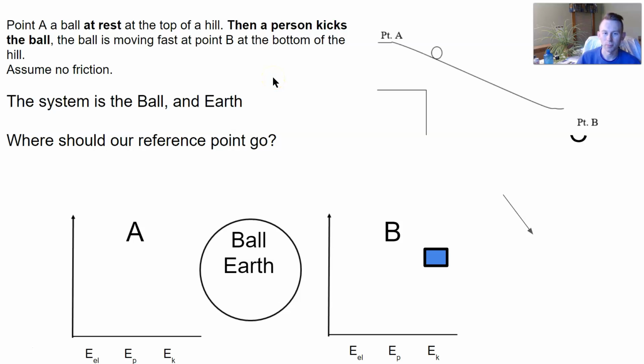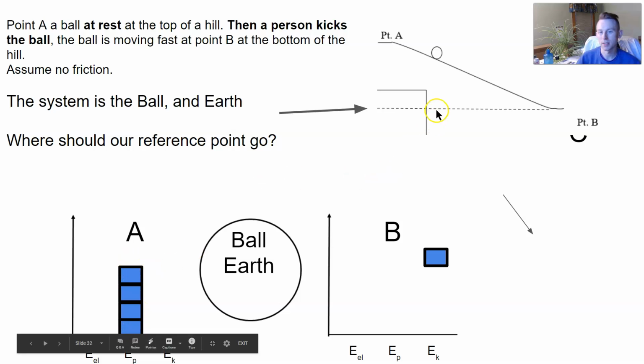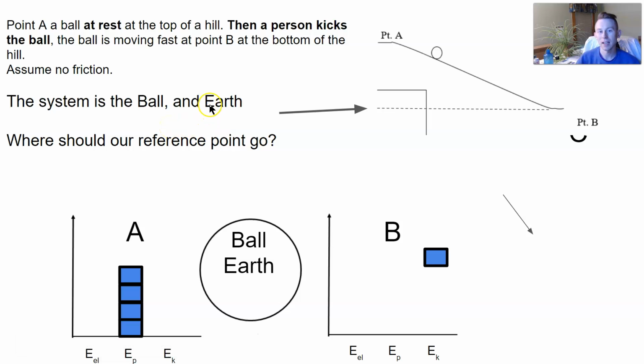Again, pause, work through it, and I'm going to go over the answer here in 3, 2, 1, rock and roll. Here we go. So here's how I decided to do this one. Where should the reference point go? Same as before, the lowest point that the ball's going to be at. Then over here, I decided to do 1, 2, 3, 4 bars of potential energy because it's above the ground. And I decided not to do any kinetic energy because it says the ball is at rest.